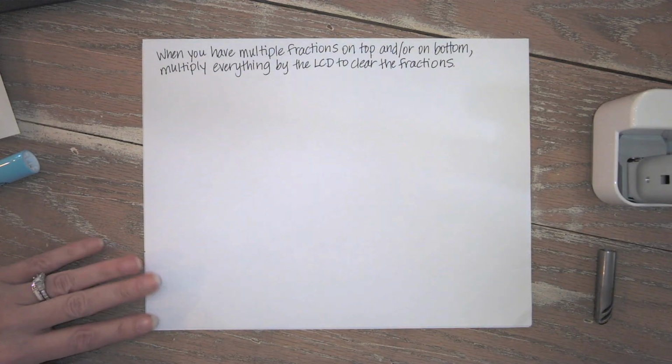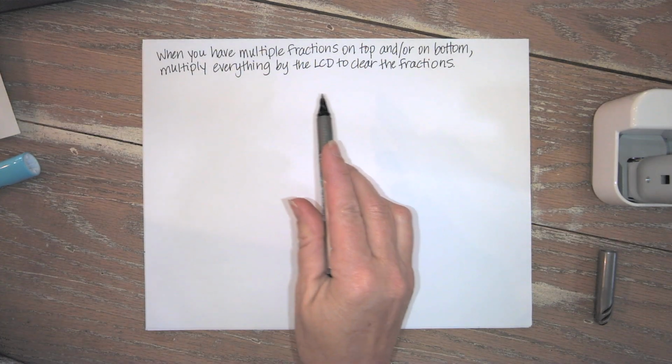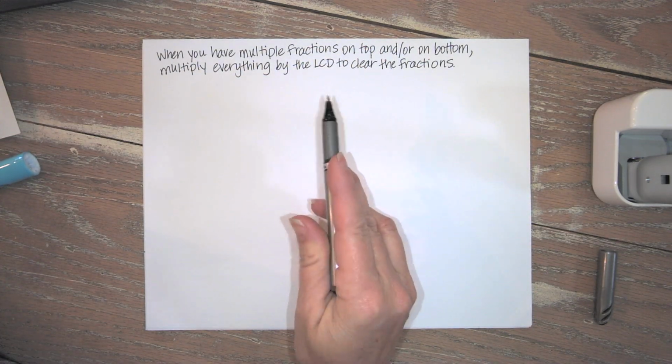Okay, now let's see what we're going to do when we have multiple fractions on the top or on the bottom. All right, when you have multiple fractions on the top and or on the bottom, you're going to multiply everything by the LCD to clear the fractions. So if you're not clear on how to find the LCD, or the least common denominator, I have a video on that.